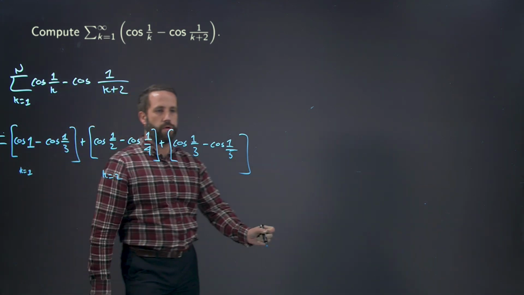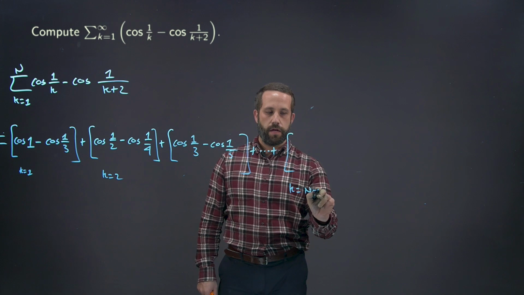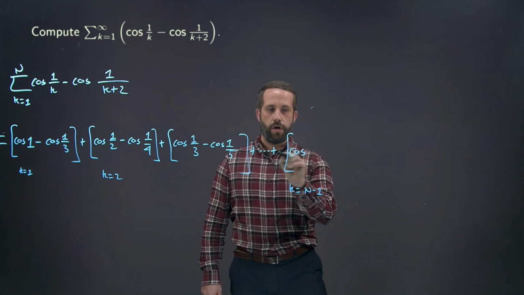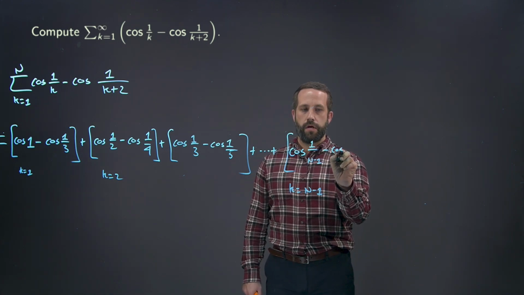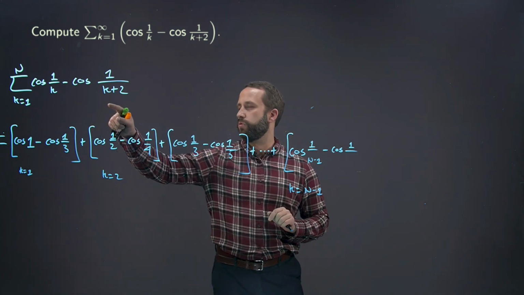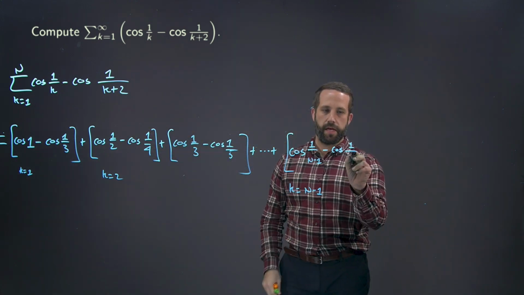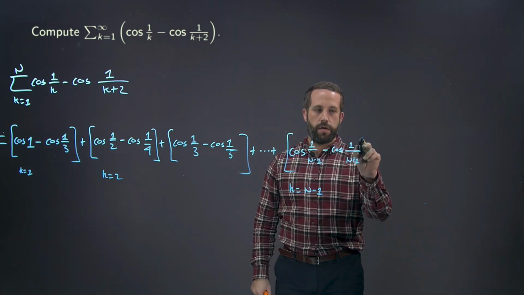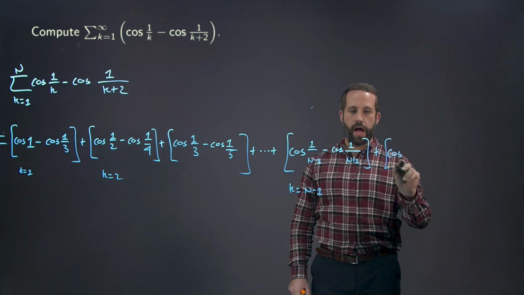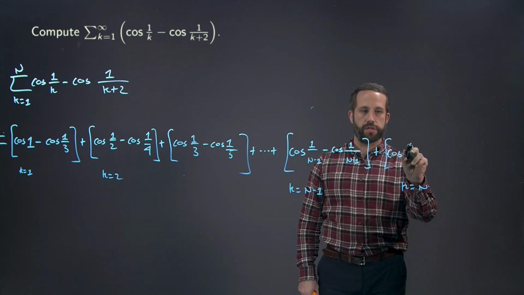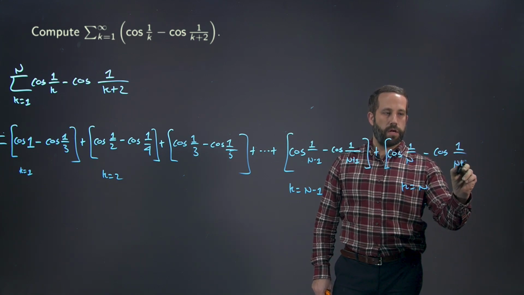And then, plus, now we'll see what happens when k is equal to n minus 1. We're going to have cosine of 1 over n minus 1 minus cosine of 1 over n plus 1, since n minus 1 plus 2 is n plus 1. Plus, when k is equal to n, cosine 1 over n minus cosine 1 over n plus 2.